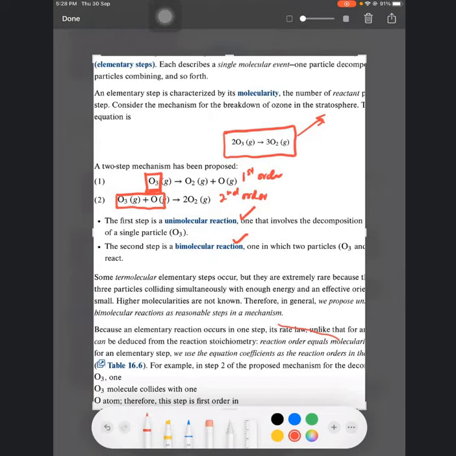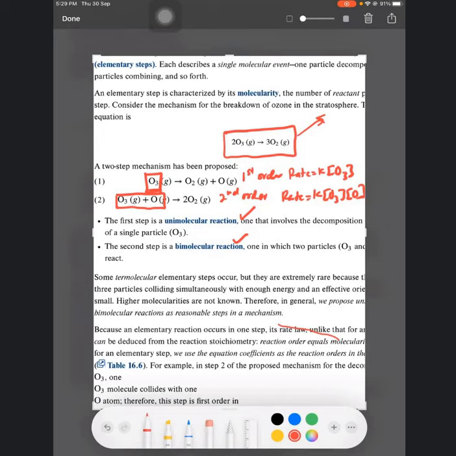So untuk case yang ni, kita punya rate law untuk first elementary step adalah rate is equals to O3 kuasa 1. Yang ni pula adalah rate is equals to KO3 darab dengan O. Okay. Alright. So now, kalau madam tanya, what is the intermediate? What do you think? What is our intermediate in this case?